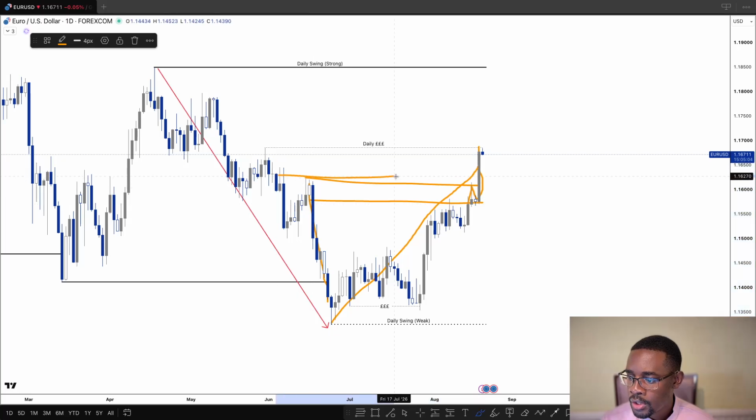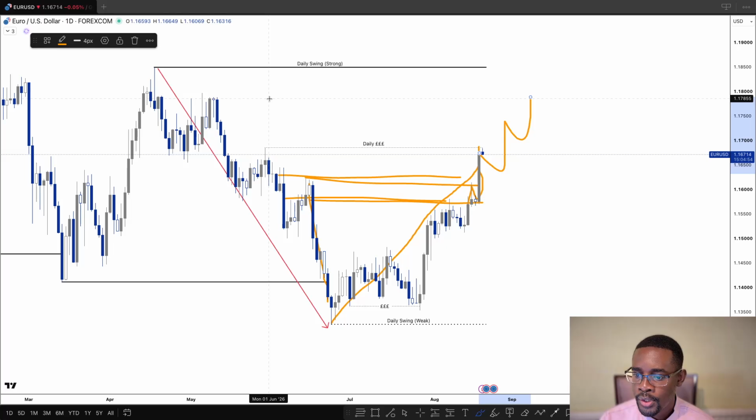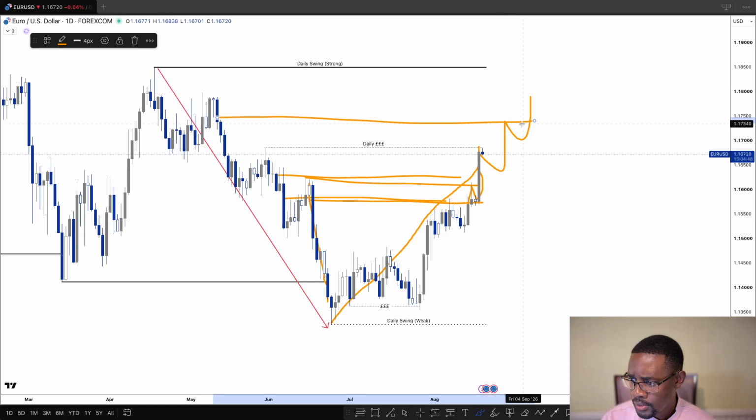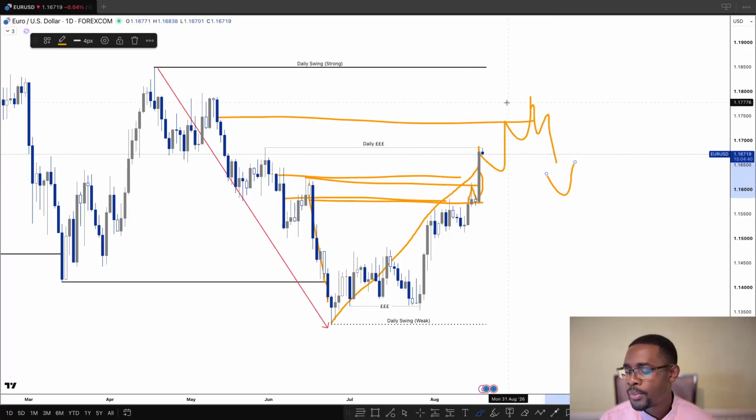Now that we have broken aggressively above this pivot for this decisional on the daily, an expectation is that price may continue a little bit deeper towards these extremes. So if the bearish trend is going to continue, then we expect that price will then switch bearish once it reaches above or into these areas at the top.